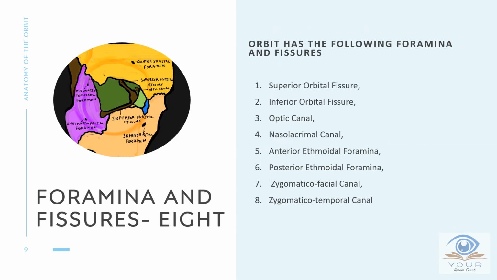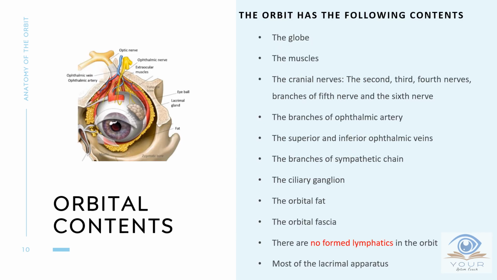The orbit has the following foramina and fissures. These are superior orbital fissure, inferior orbital fissure, optic canal, nasolacrimal canal, anterior ethmoidal foramina, posterior ethmoidal foramina, zygomaticofacial canal, and zygomaticotemporal canal. The orbit has the following contents.